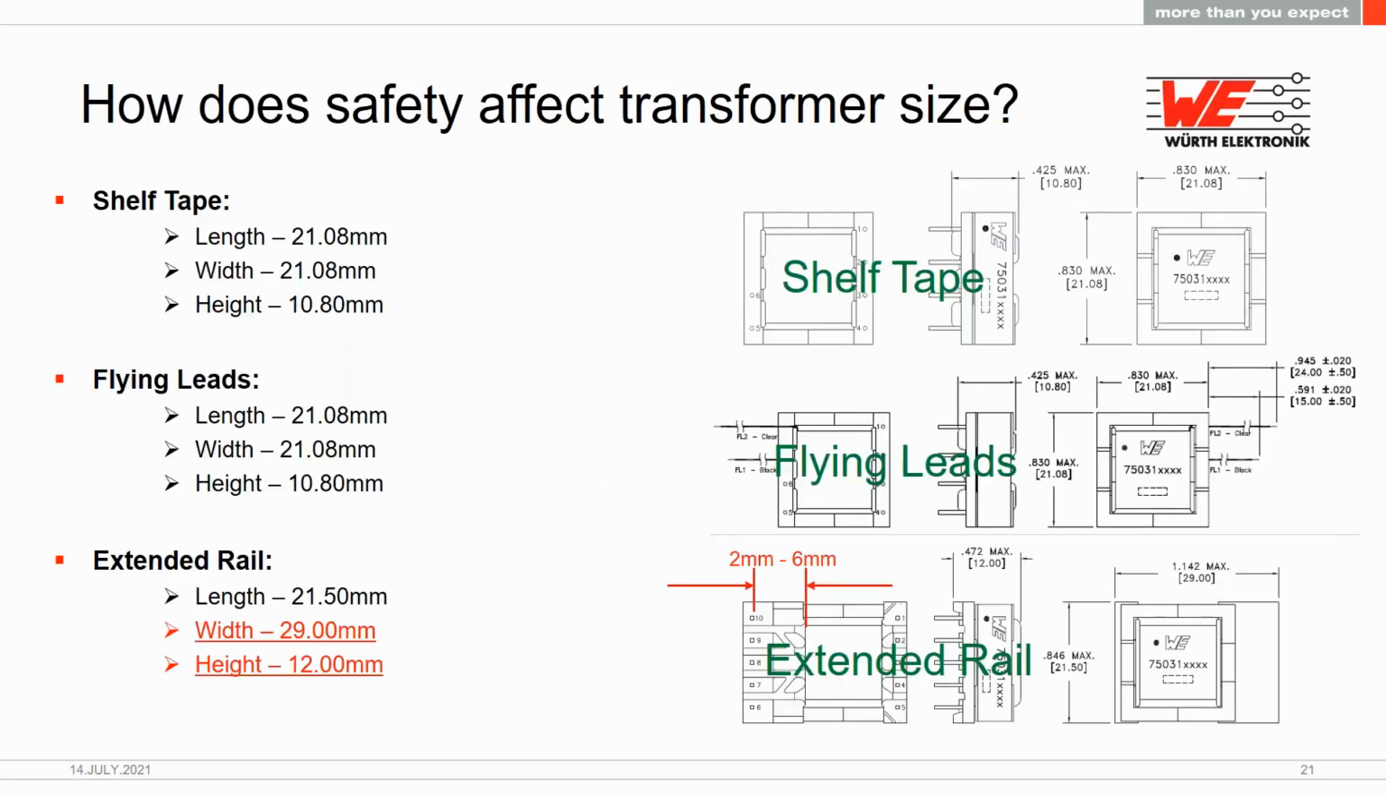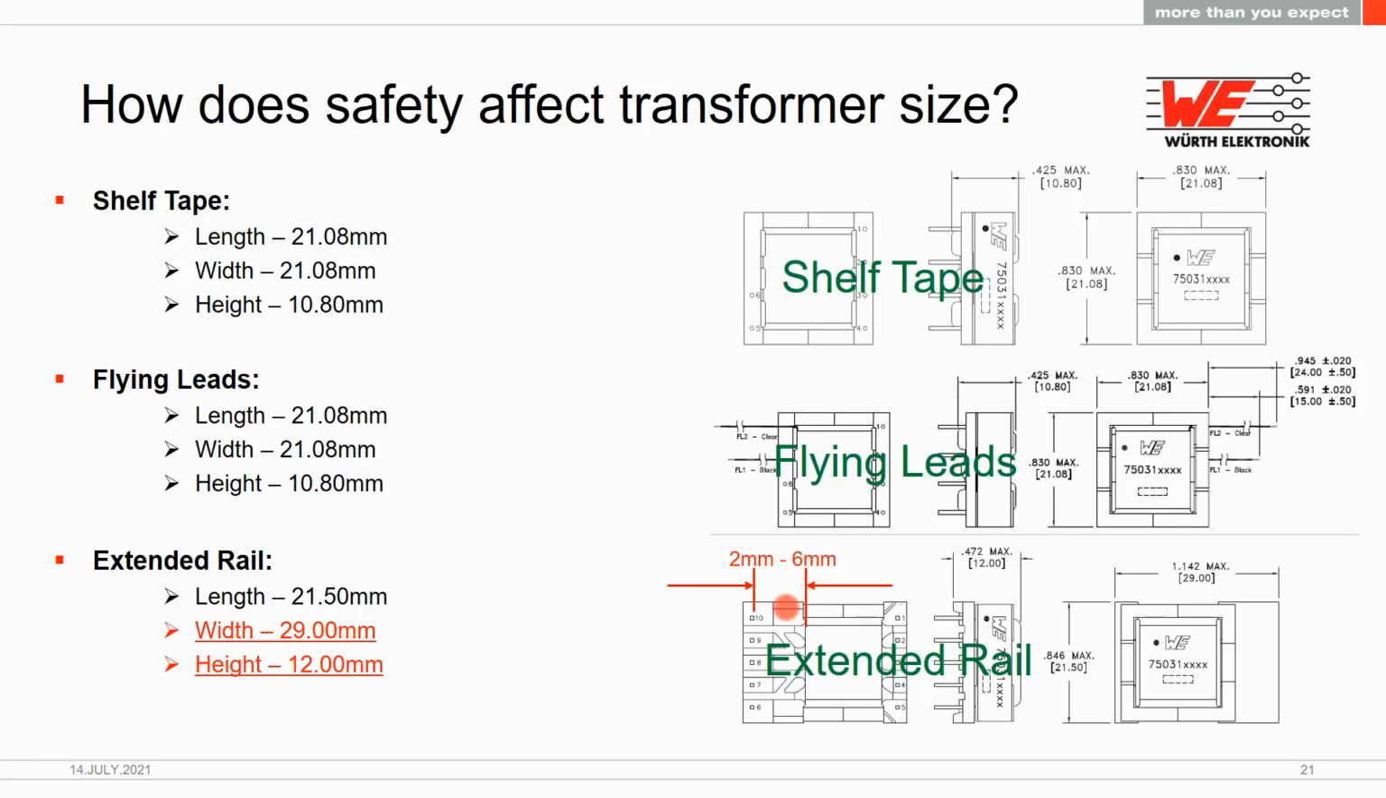Here I show a common EFD20 core shape. If we assume all windings for a shelf tape, flying lead, and extended rail design will fit on this EFD20 bobbin, we can see that the extended rail method is certainly the largest transformer in terms of the overall footprint consumed on the PCB. This is due to the fact, as I mentioned earlier, that the extended rail portion of the bobbin must provide the full safety distance.